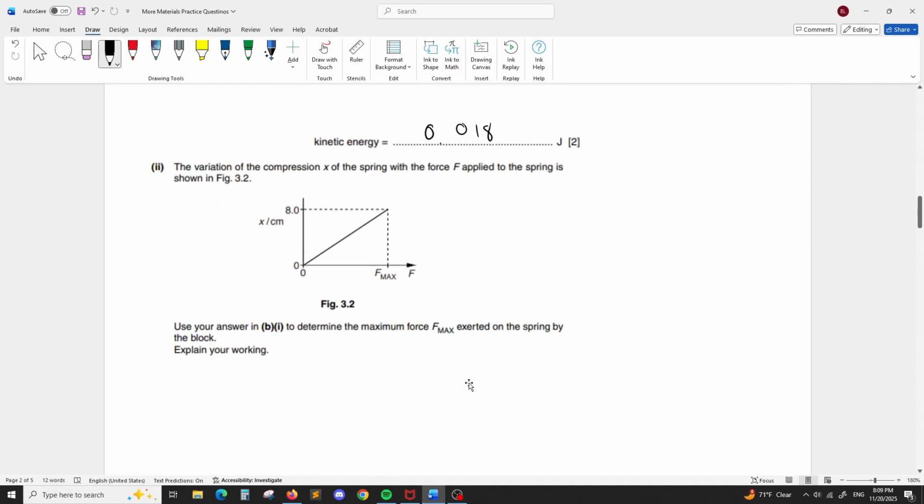The variation of compression X of the spring with the force F applied to the spring is shown. Use the answer in B(i) to determine the maximum force exerted on the spring by the block.